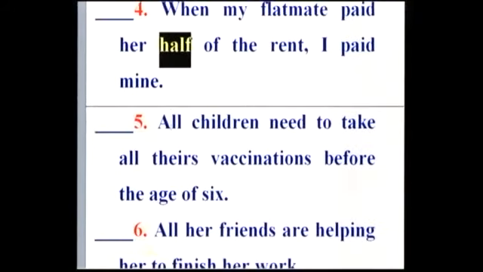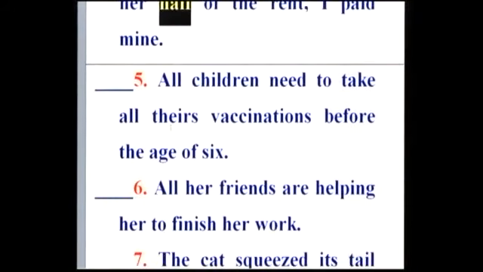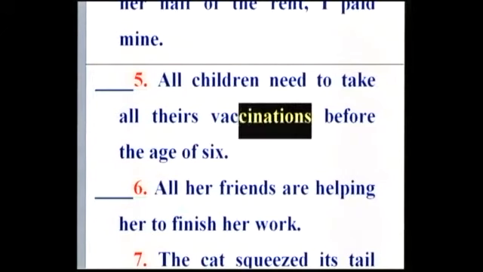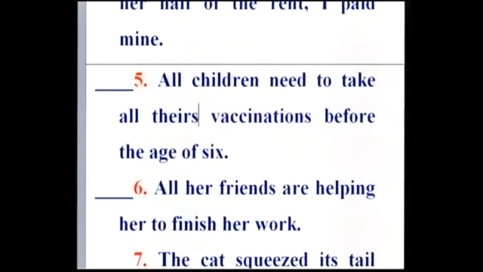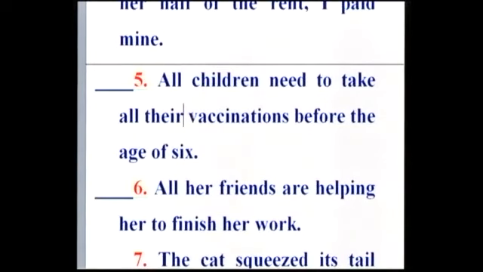Let's look at number 5. All children need to take all theirs vaccinations. And I have the word vaccinations which is a noun. يبقى the pronoun should not be a pronoun, it should be an adjective. They should take their vaccinations before the age of 6. لازم ياخدوا كل التطعيمات بتاعتهم قبل سن السادسة.